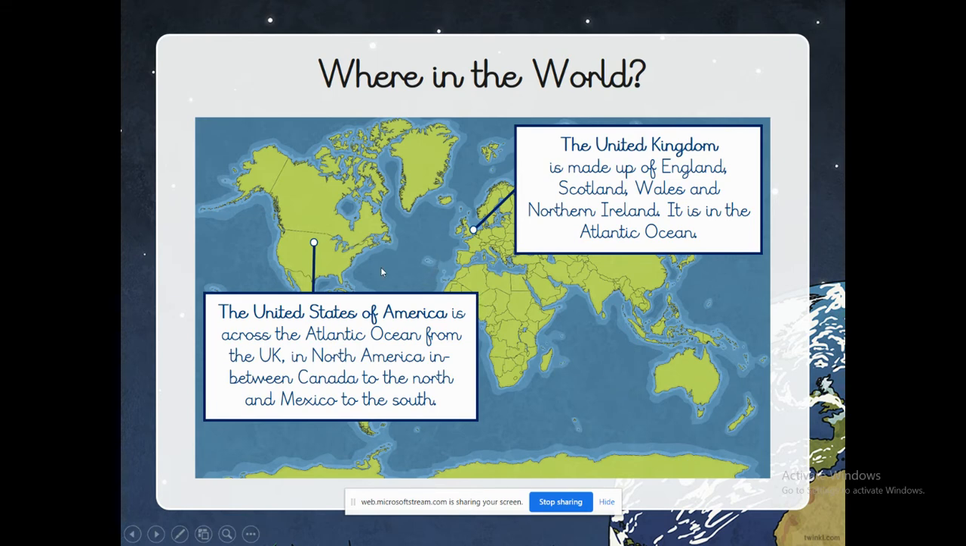This is the Atlantic Ocean here. Now, the Atlantic Ocean is what separates us from the United States of America. It says here, the United States of America is across the Atlantic Ocean from the UK in North America, in between Canada to the north, that's here, and Mexico down here to the south. It's a huge country compared to our little Great Britain over here.